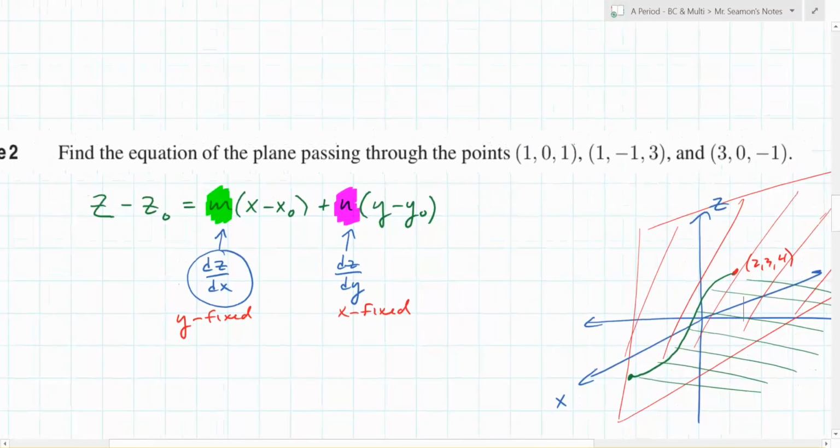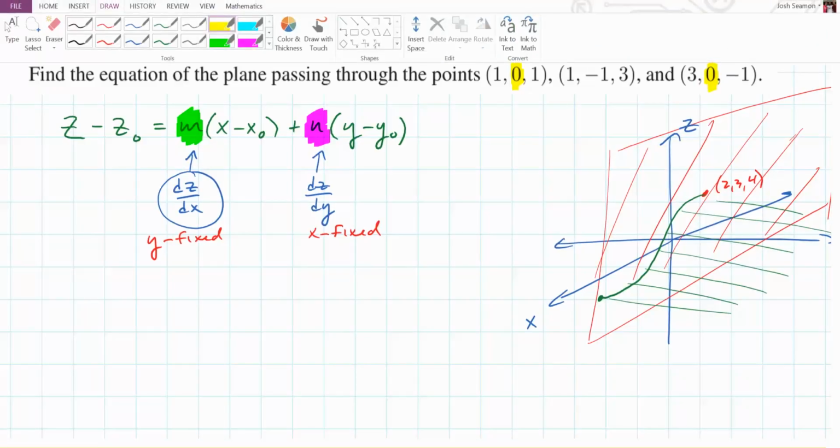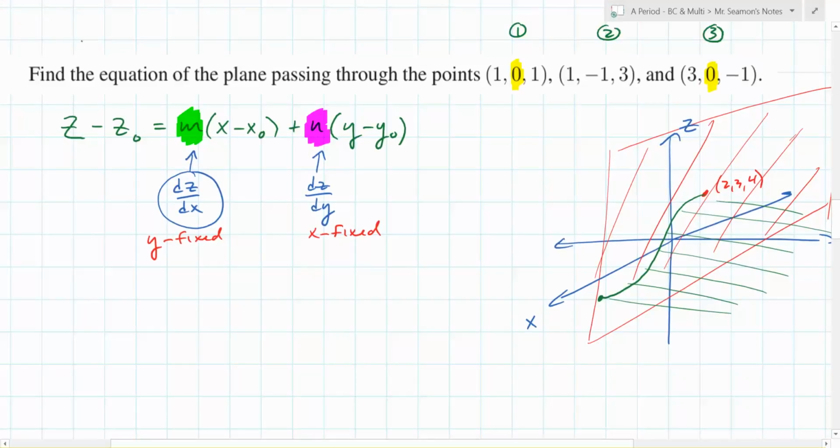Why is this really important? It's really important because when you have your 3 points, sometimes, in this case in particular, they give you 3 points that really, really help you. So let's look at dz dx. Y needs to stay fixed. So if this is the first point, the second point, and the third point, which 2 points are we going to use? 1 and 3. Because y is the same. In these cases, y doesn't change. Nice. Okay, y doesn't change.